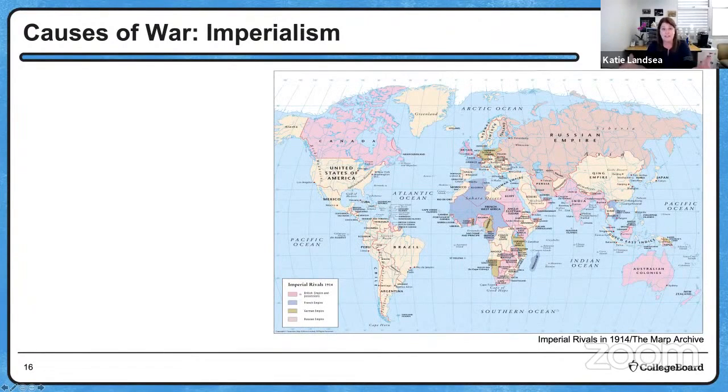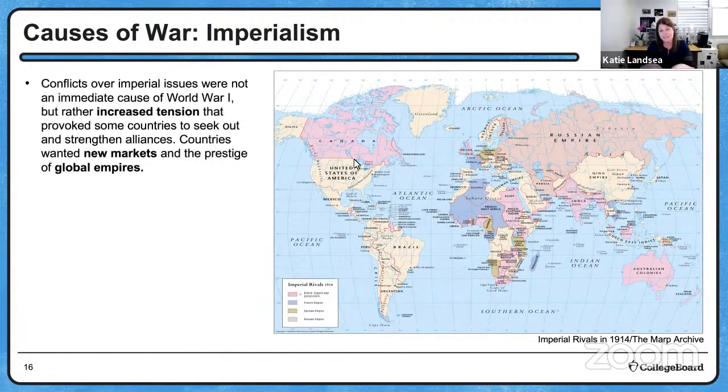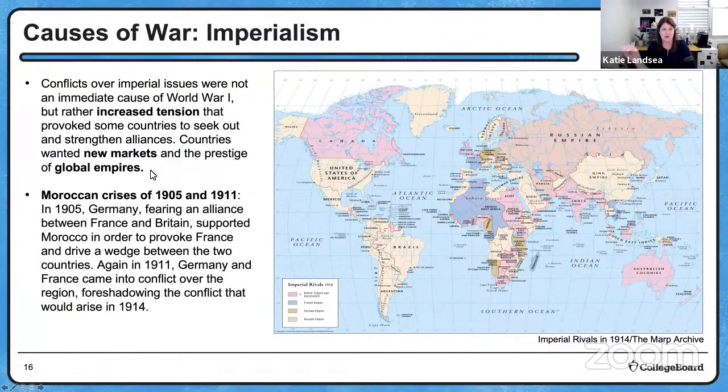All right, imperialism, we're definitely focusing on that today. We did our piece on imperialism yesterday, and your homework is going to deal with imperialism. You see this map there, but imperialism is going to lead to conflict. Some of you brought that up in the homework that was due today and did a really nice job. Conflicts over imperial issues are not an immediate cause of World War I, but they create tension and provoke some countries to seek out and strengthen their alliances. And countries, as that answer in the short answer said, want new markets and the prestige of these global empires. So definitely the I in imperialism is going to be part of this.